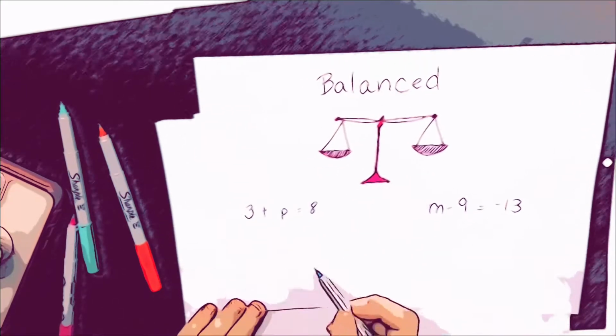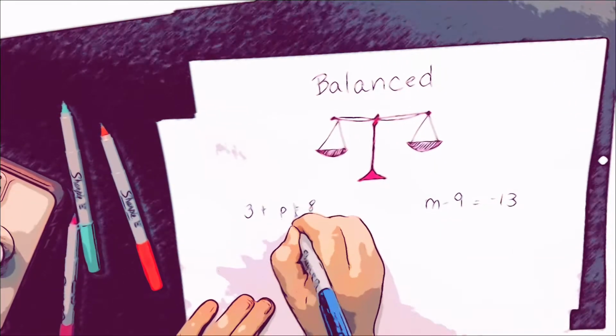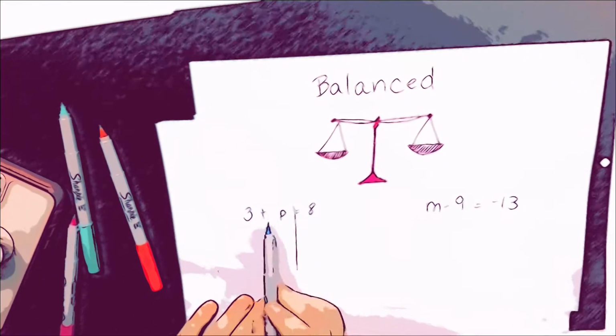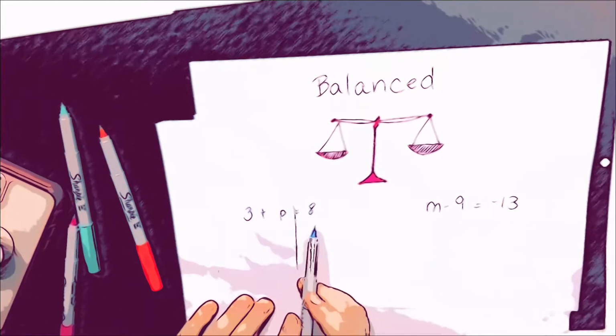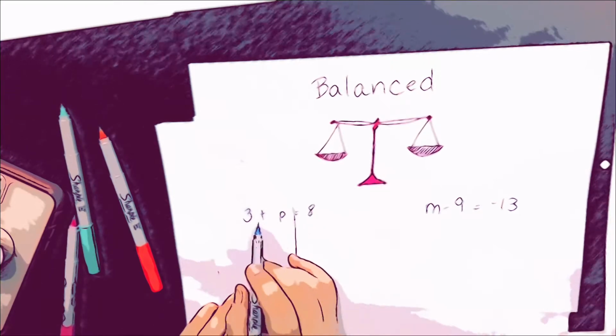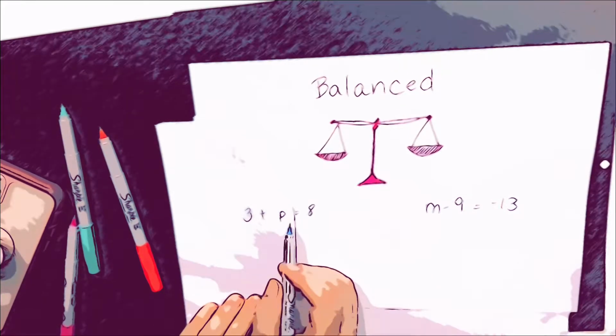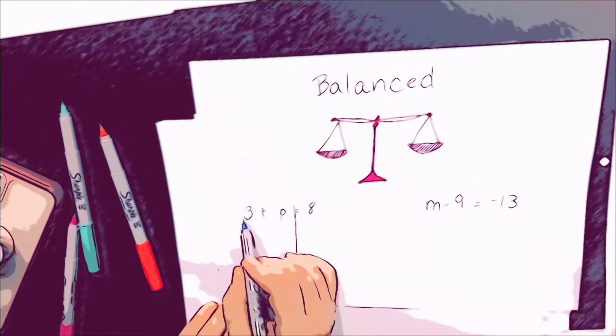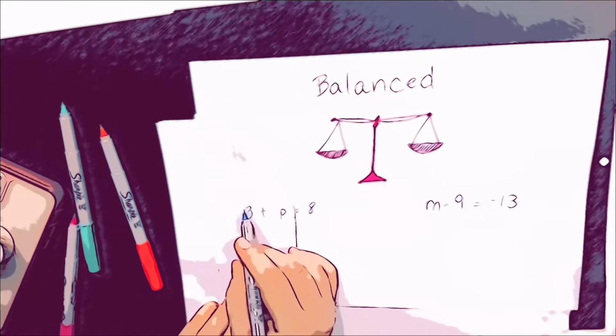Okay, so the first thing you want to do when you're solving an equation is draw yourself a line between each side of your equation. So in order to keep it balanced, I have to do the same thing on each side. I want the p by itself, and so I'm going to move this 3. Well, in order to move the 3, I have to do the opposite.